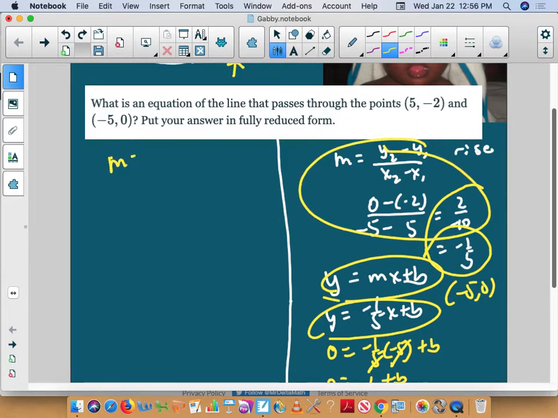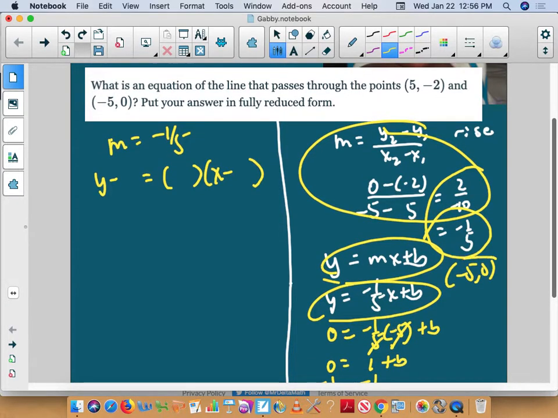So I found the slope was negative 1/5. I'm going to go to y minus y equals m times x minus x form, point slope form. Does it matter which point I use? Doesn't matter. All right, so I'll go back and use the point Margot picked, negative 5, 0. So I'm going to say y minus y equals m times x minus negative 5. What would that be? Plus 5.